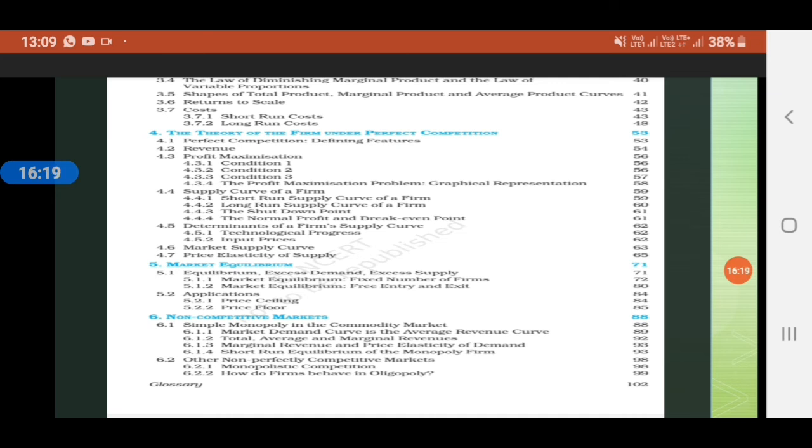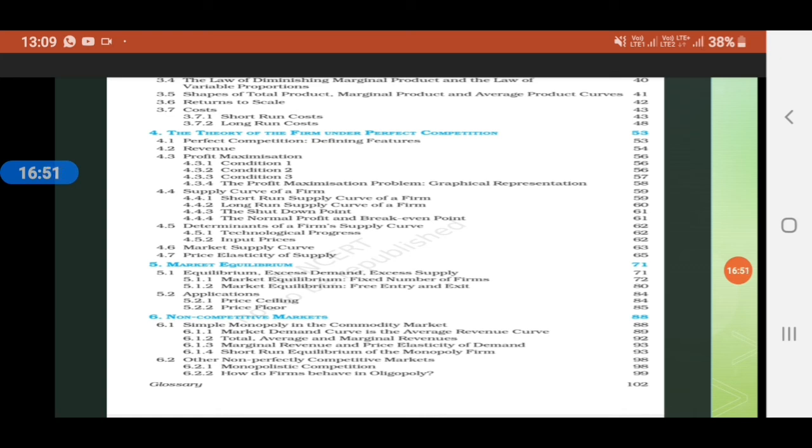Come to the fifth chapter, that is market equilibrium. Here we learn the meaning of equilibrium, excess demand and excess supply. To make you understand, they have kept two concepts. Those are market equilibrium with a fixed number of firms, and market equilibrium where there is free entry and free exit. So how we get equilibrium in these two kinds of conditions.